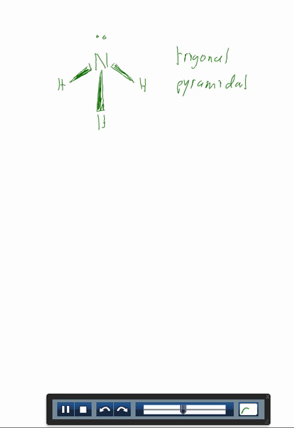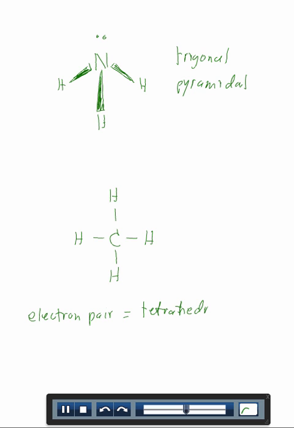If we had the methane molecule, so if we draw the Lewis dot structure for methane, CH4, it would have this Lewis dot structure. There are 4 total electron pairs, so the electron pair geometry is equal to tetrahedral. And the molecular shape is also tetrahedral because there are 4 bonding electron pairs.